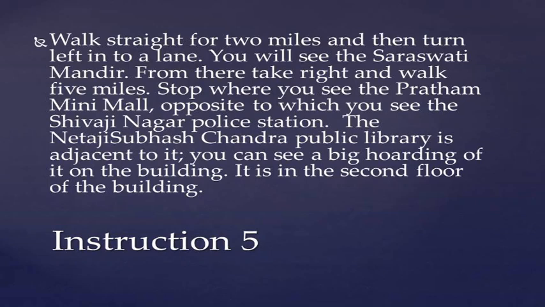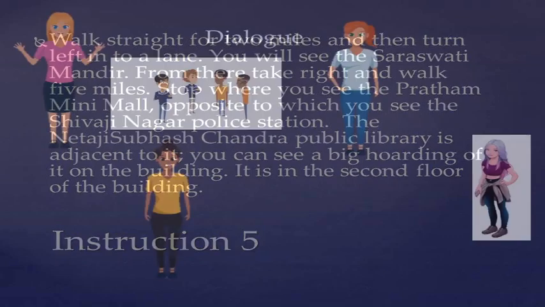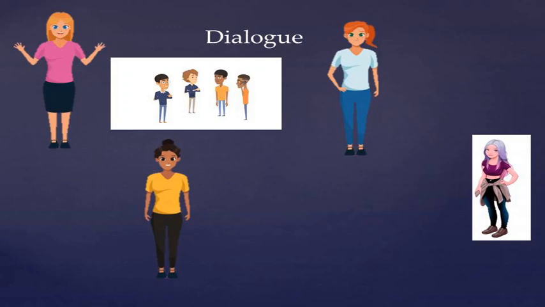The Netaji Subhash Chandra Bose Public Library is adjacent to it. You can see a big hoarding of it on the building. It is on the second floor of the building. Come straight here and I shall be there. This is a set of instructions that give us the route to a particular house. Let us look at a few dialogues.